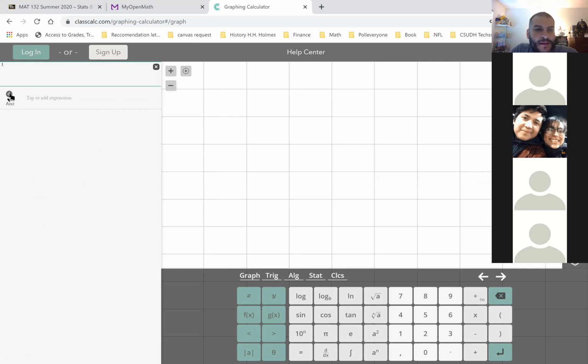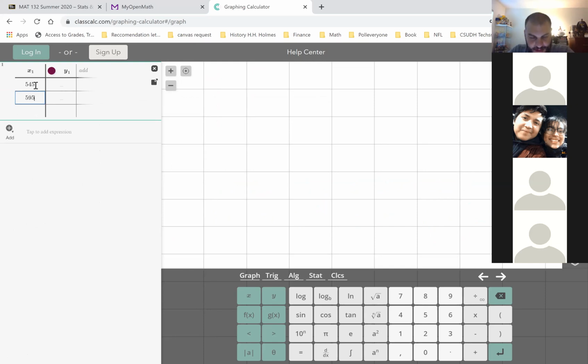All right, so let's go ahead and do a table. There you go, my table. So we'll put 545, 590, 640, 675, 705, and 750.